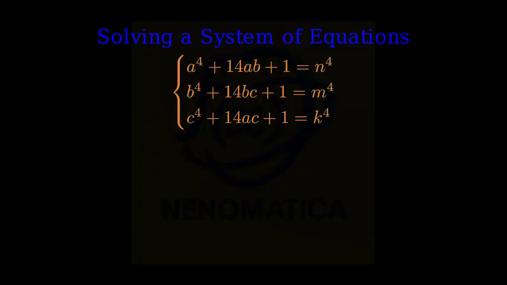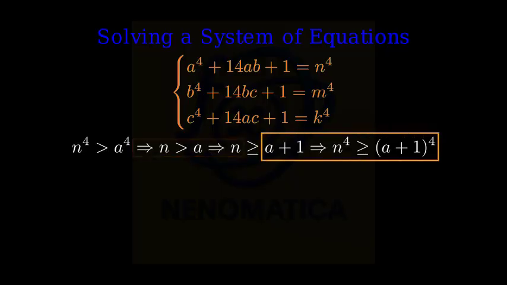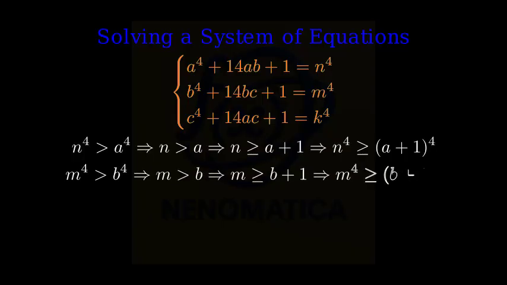a to the power of 4 plus 14ab plus 1 equals n to the power of 4. We can show that n to the power of 4 is greater than a to the power of 4, which implies that n is greater than a. Since n is greater than a, we can also say that n is greater than or equal to a plus 1. This means that n to the power of 4 is greater than or equal to (a plus 1) to the power of 4.